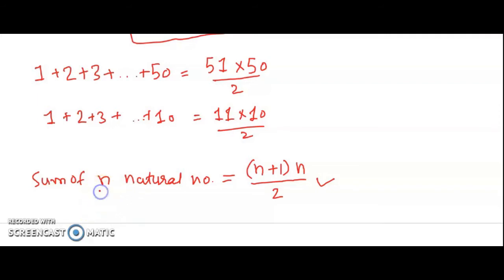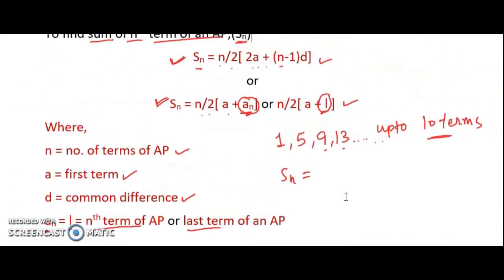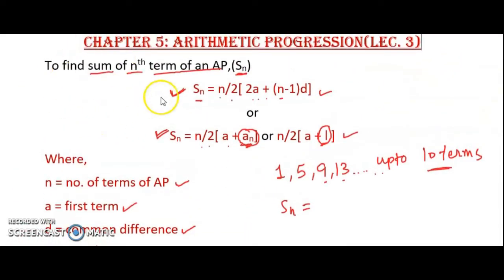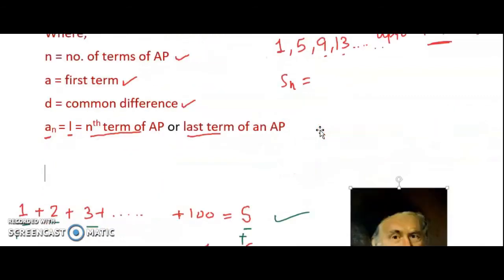To find the first n natural numbers, you can use 1 up to whatever n you want to find. Now see the examples based on our formula. Note down this formula. First formula: Sn equal to n by 2, (2a plus (n minus 1)d), and the second formula: Sn equal to n by 2, (a plus an), or you can say n by 2, (a plus l).